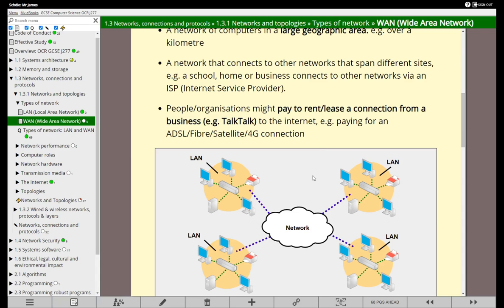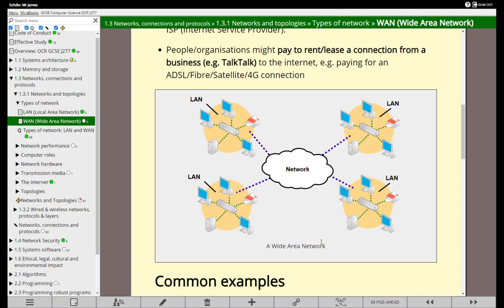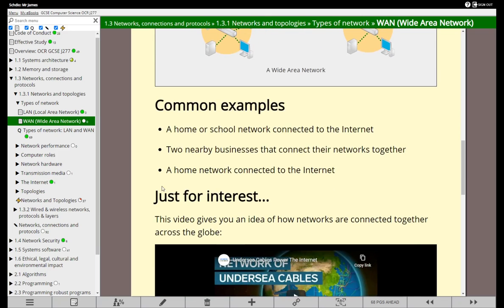So yes, it is possible for your device to be part of a LAN and part of a WAN as well. So, quick recap on these characteristics. We're talking about a large geographic area. We're talking about different sites that are connected together, or different LANs that are connected together. And we're talking about having to pay some kind of fee in order to make use of someone else's equipment that connects all these networks together. So examples, as we've already mentioned, connecting your home or a school network to the internet. There could be two businesses, maybe one in London, one in Manchester, that need to communicate with each other.